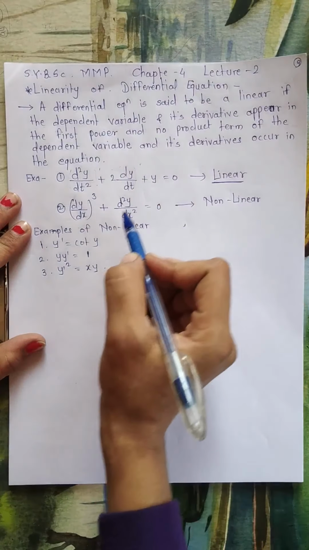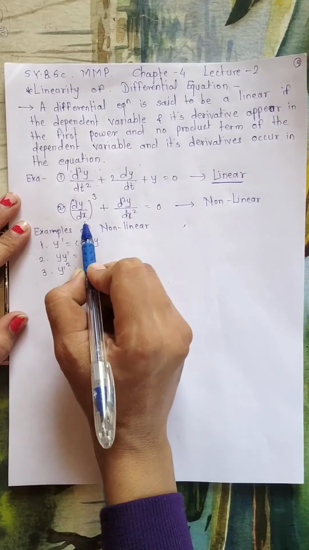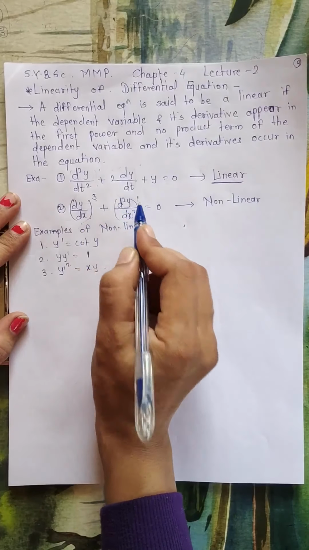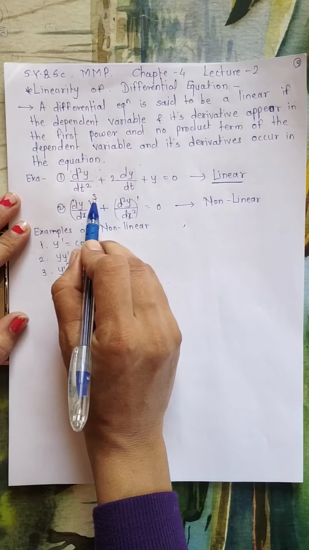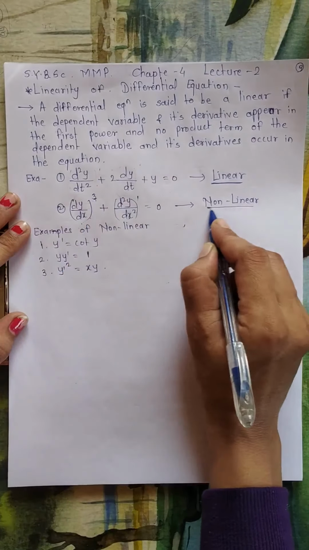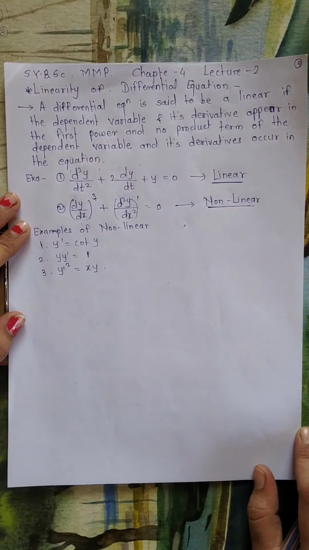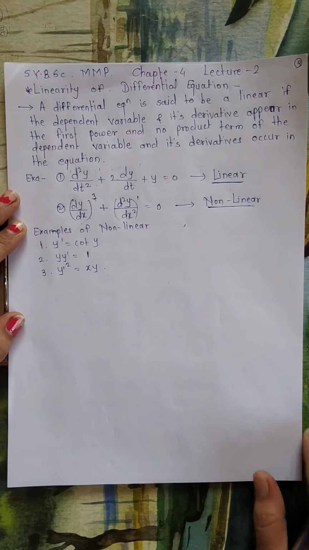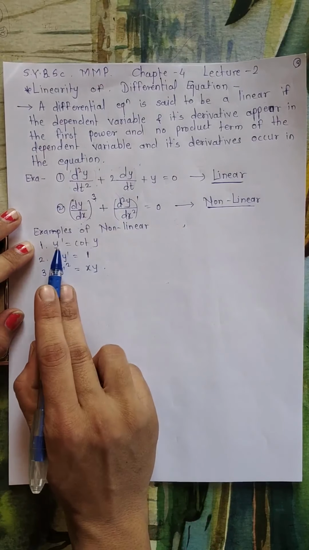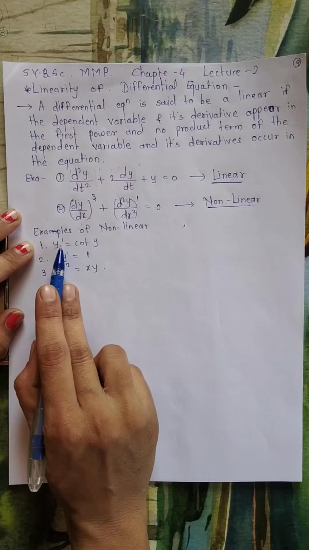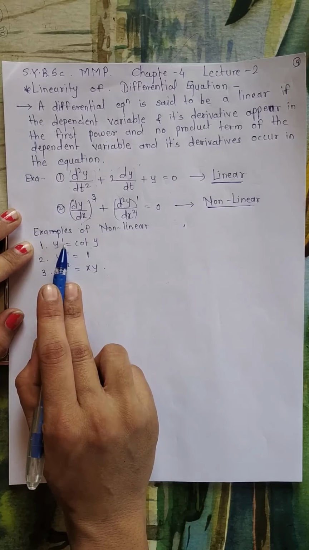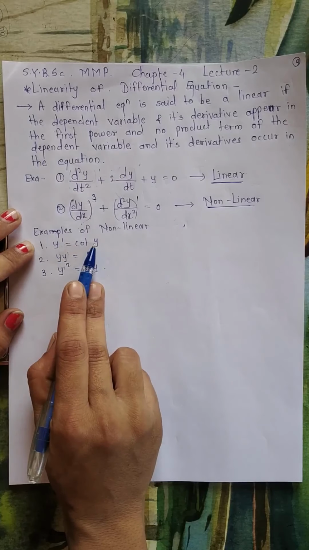But in the second case, the power of the derivative term here is 3 and here it is 1. Means since this power is greater than 1, this power is not 1, this differential equation is non-linear. There are also a few examples of non-linear differential equations. Here y dash means derivative of y with respect to t.